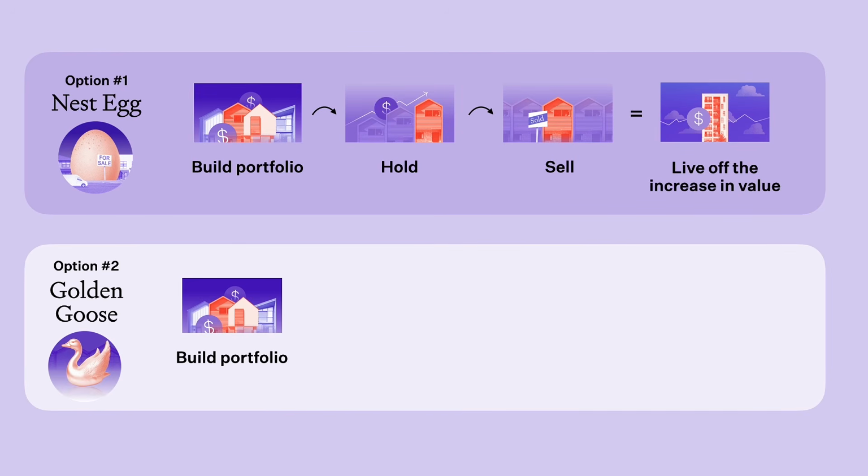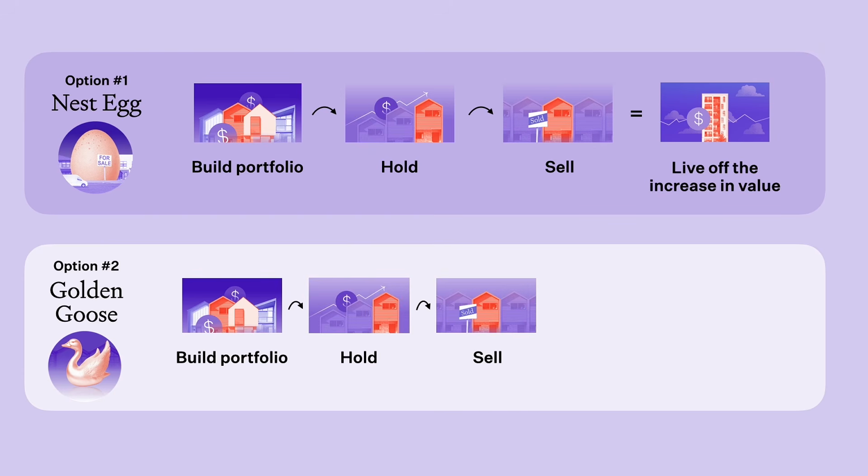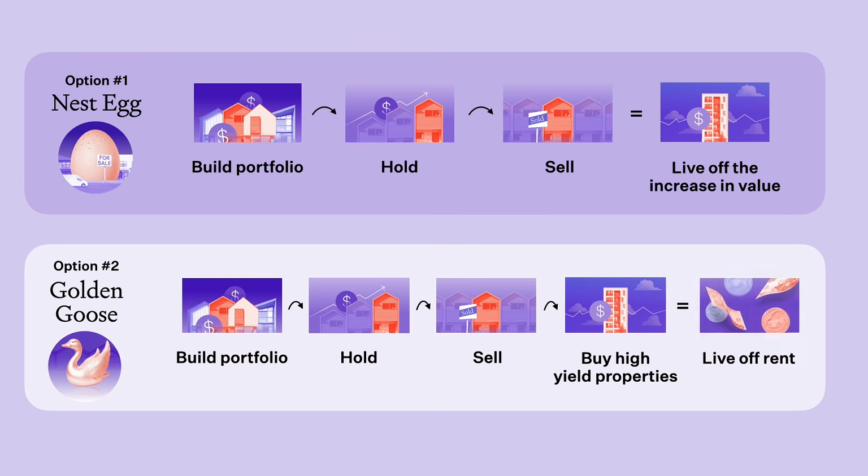And then you've got the golden goose. This is where you own your properties with not too much debt on them, and you just live off the rental income from those properties. You never actually sell down your properties. Yeah, you might change them up, move from growth to yield properties eventually, but in this strategy, you don't spend your capital. You live off the rental return.